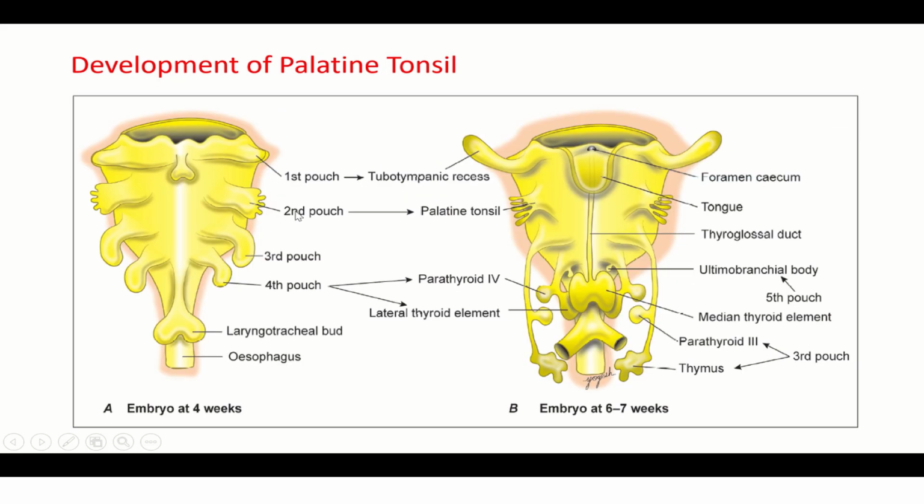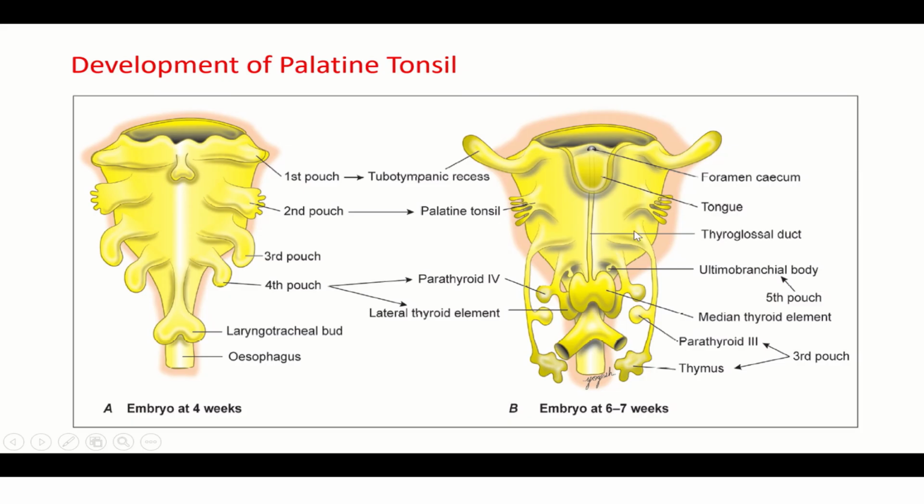You can see here, from the second pouch, the palatine tonsil growing. This is a tonsillar bud. You can see the tonsillar clefts, and this will be surrounded by the mesoderm, which will form the lymphocytes, which will proliferate to form the lymphoid follicles, and further they grow to form the tonsil bulge.